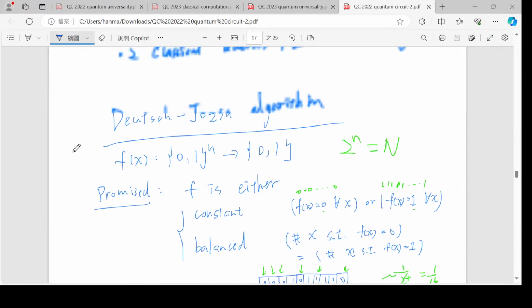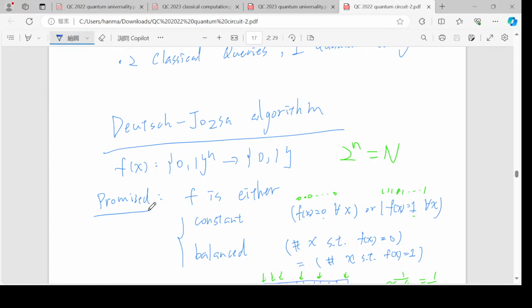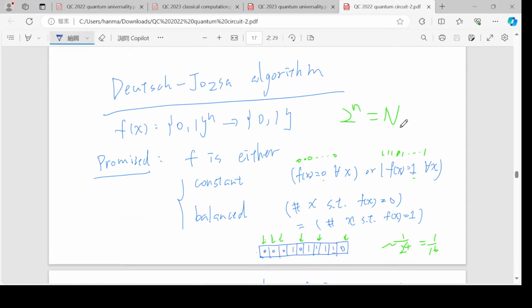But now this function needs to have a promise, and we'll see this promise through all the algorithms and problems we talk about today. This promise means that this function is actually not defined on every {0,1}^n bit string. So we say its truth table is restricted: not all possible bit strings are valid truth tables for this problem.